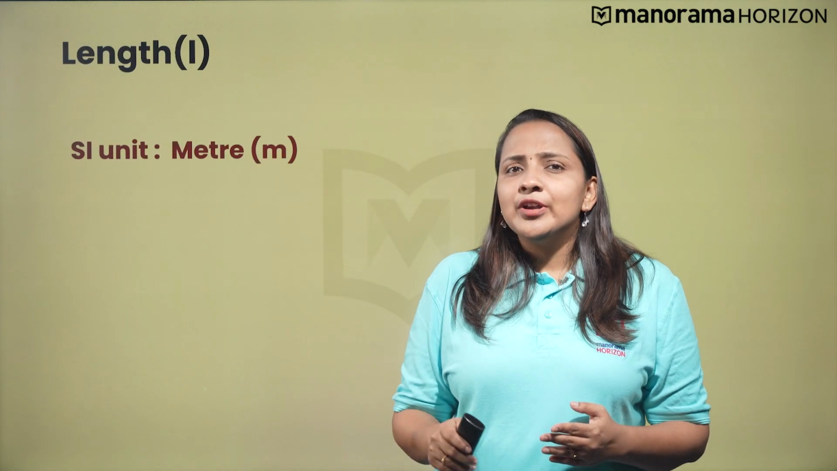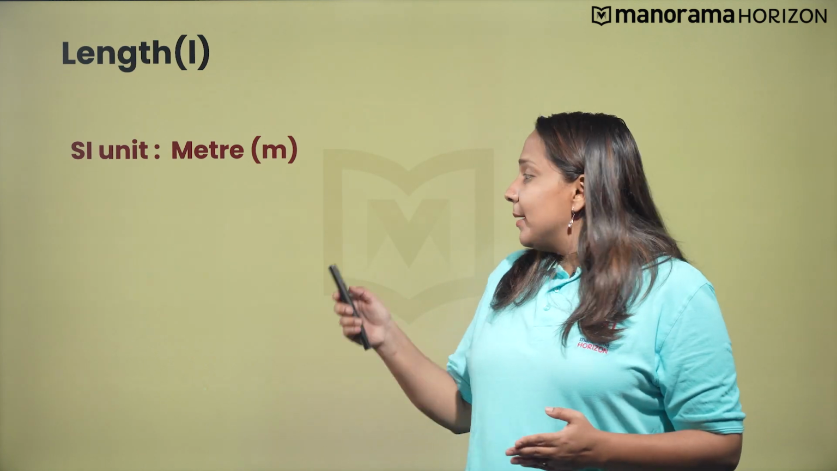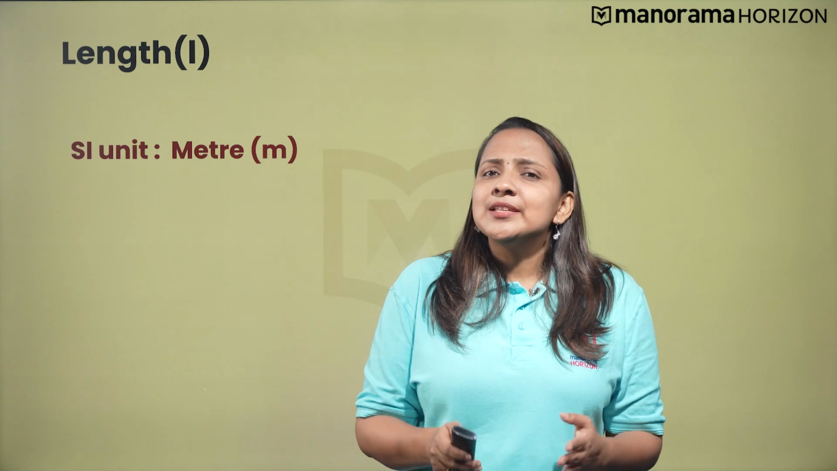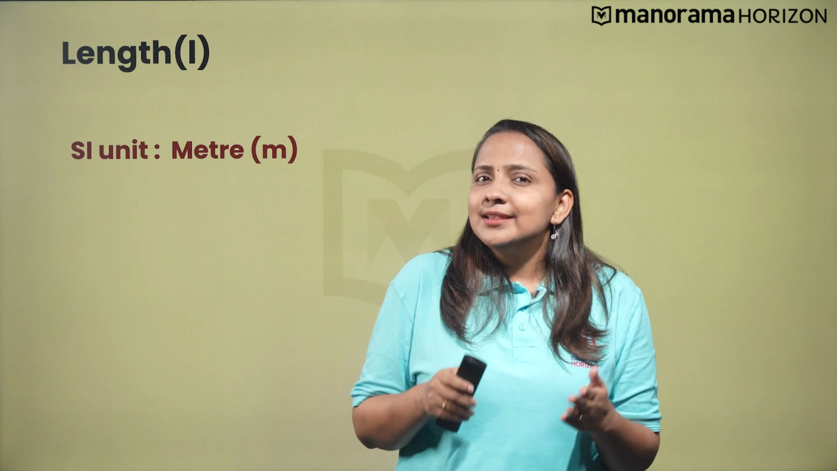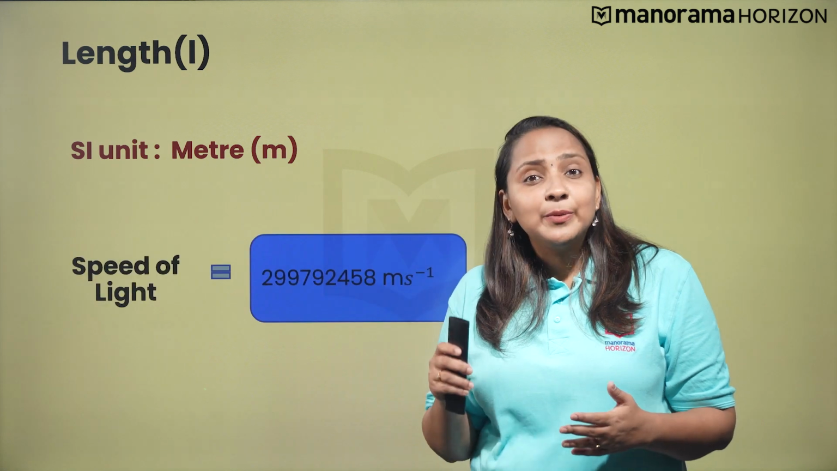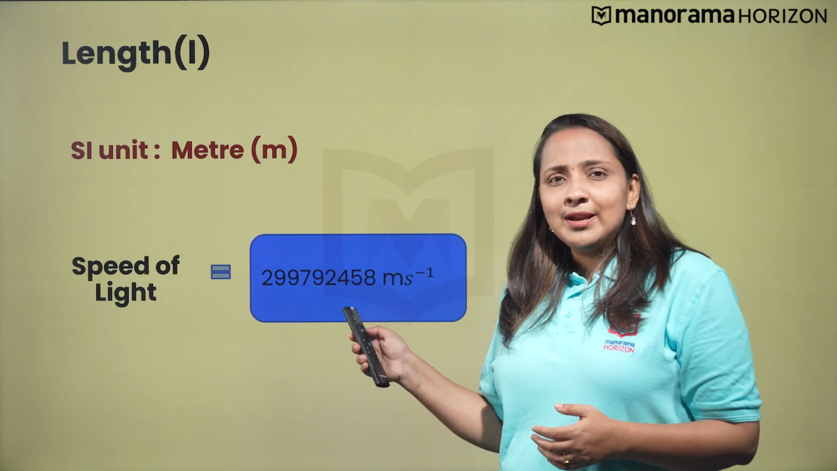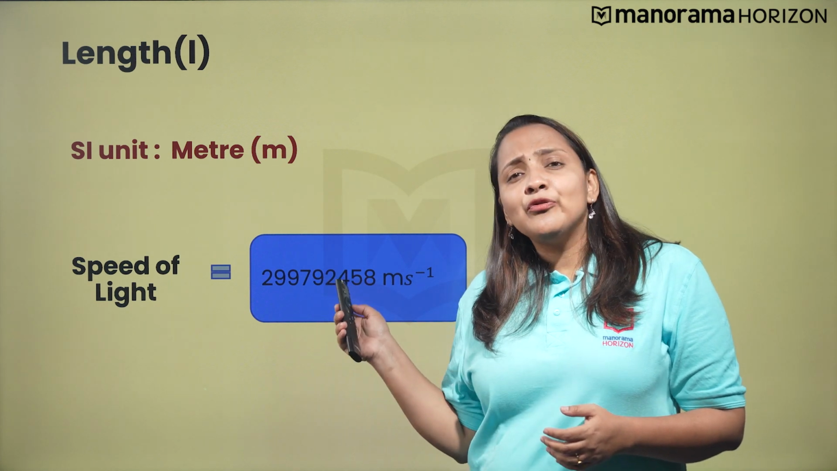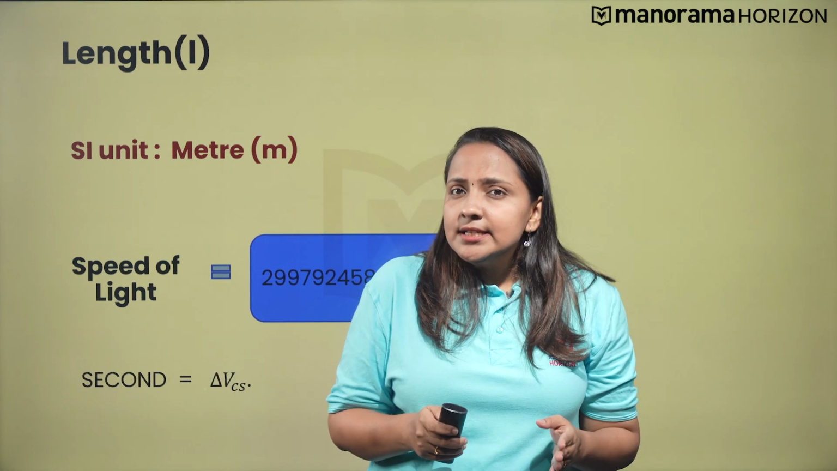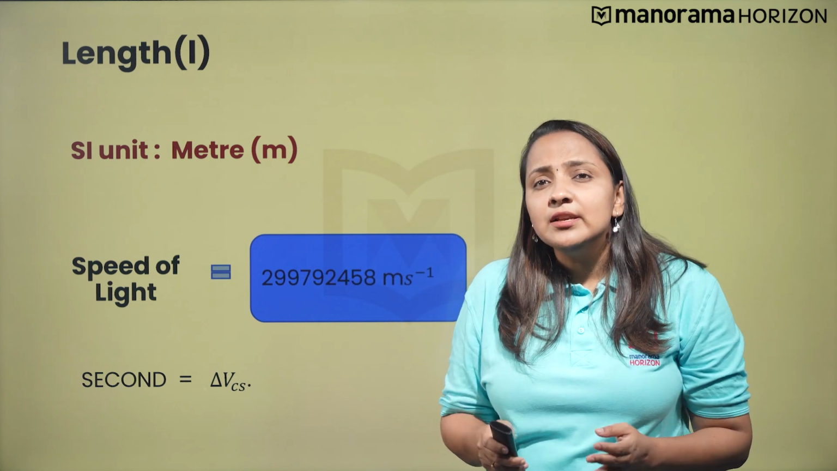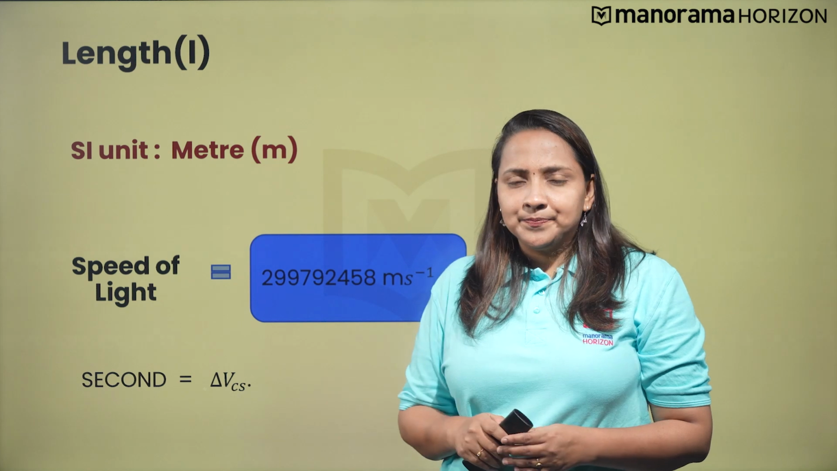The first unit we are going to discuss is length, whose SI unit is meter, which is represented as m. It is defined by taking the fixed numerical value of the speed of light in vacuum, which is equal to 299,792,458 meter per second, where second is expressed in terms of cesium frequency delta ν Cs.